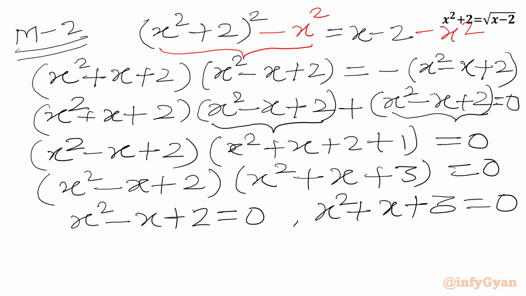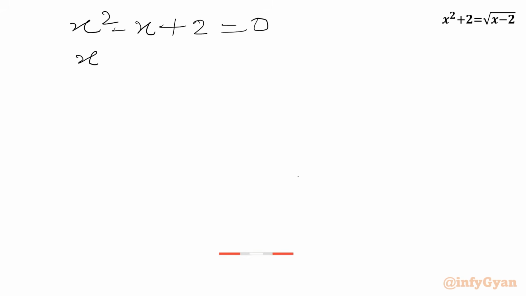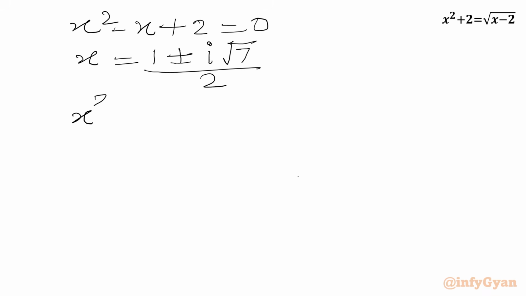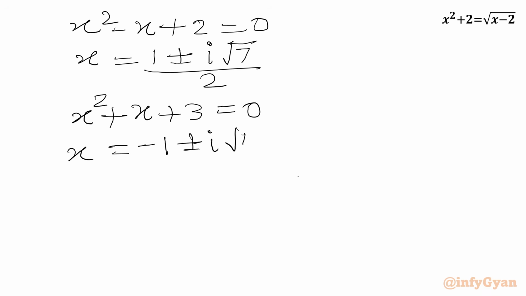Again, we can use the quadratic formula as we have done in method 1. We'll be getting 4 complex roots. If I write here x square minus x plus 2 equal to 0, from here we'll be getting 1 plus minus i square root 7 over 2. And from the equation x square plus x plus 3 equal to 0, we are going to get minus 1 plus minus i square root of 11 over 2. So we have 4 complex solutions.